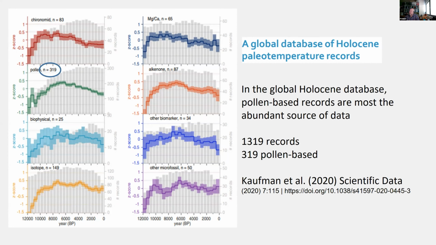If you look at different proxy records, we can see that pollen-based reconstructions are the dominant kind: 319 pollen-based reconstructions. If you compare with other proxy data, the numbers are lower. So much of what we know, or think we know, about the Holocene or pre-Holocene climate, especially in quantitative terms, is based on pollen data, mostly because pollen records are available almost globally.